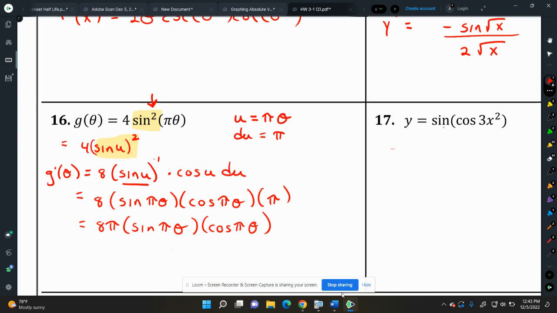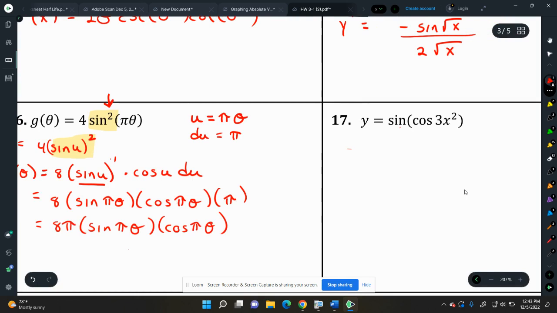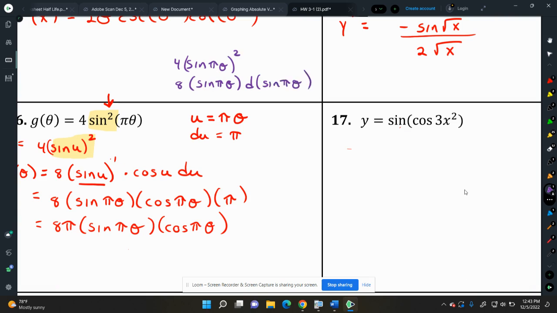Okay, 17. Now it gets trickier. If you were to do inside outside for 16, how would you? So if I look at it as 4 sine pi theta squared, right? So that'd be 8 sine pi theta, right? Times the derivative of sine pi theta. Oh, I had the sine on the outside. Yeah. So when you take the derivative of this, you have to do inside, outside again.